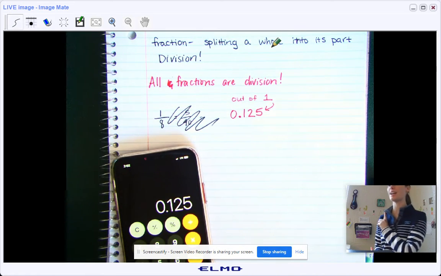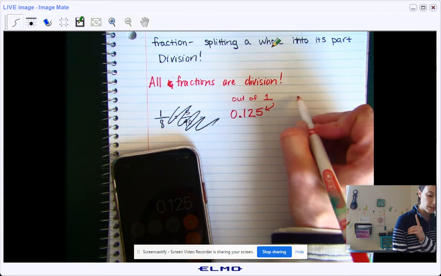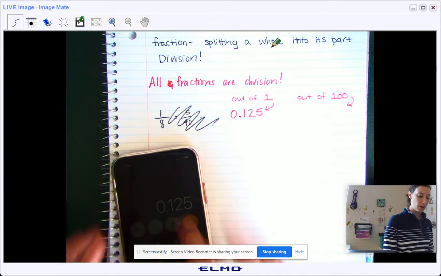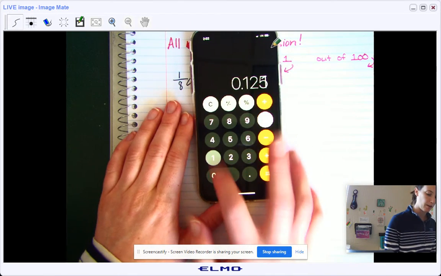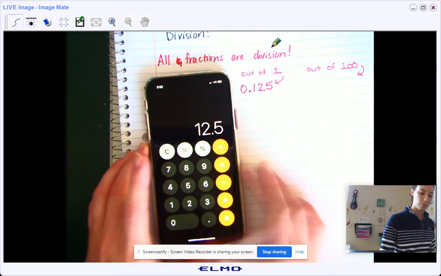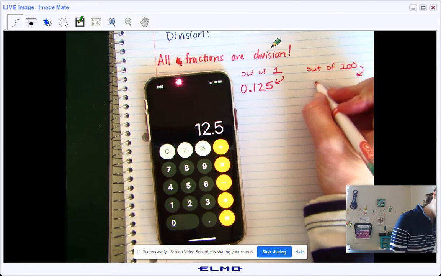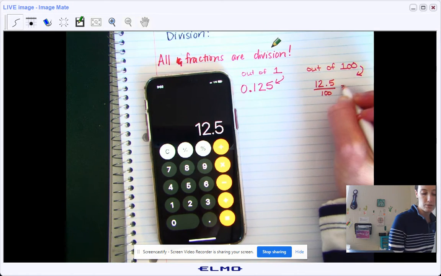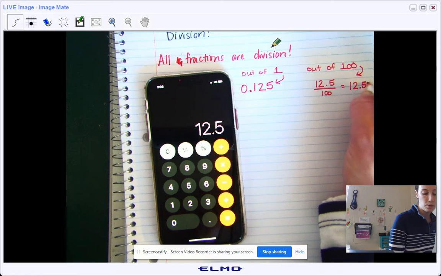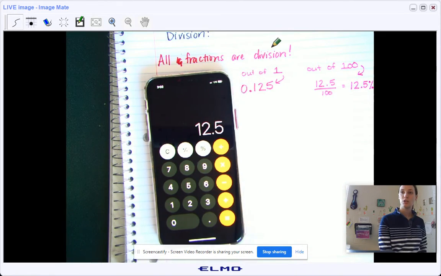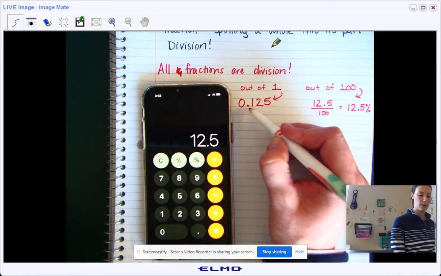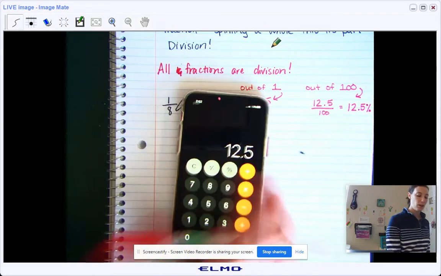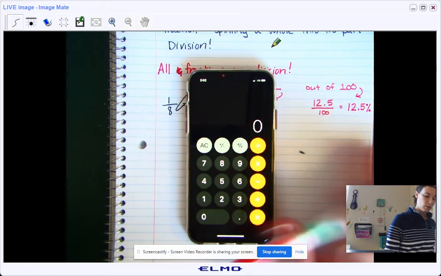But we actually want it out of 100, right? Because percent means out of 100. So we have to take what it would be out of 1 and multiply it by 100. And we get 12.5, which means it's 12.5 out of 100, or we can write that as 12.5%. You may have noticed that when we multiplied by 100, the decimal just moved 2 spots to the right. Good for you.